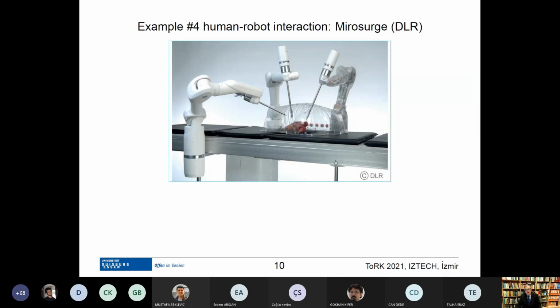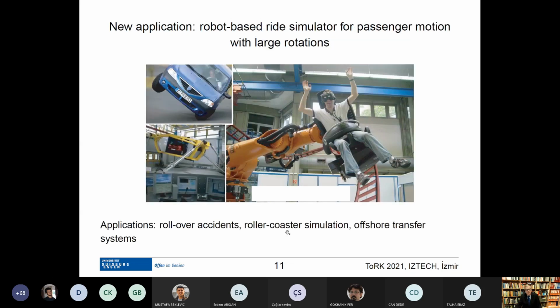Yeah. So also we have robotic systems for surgery, and they will be able to adapt to motions of the human. So this is something that is coming up. So in this talk, I wanted to show two applications where we are currently working and one that we are planning. And what I found interesting for a long time is to have ride simulators.